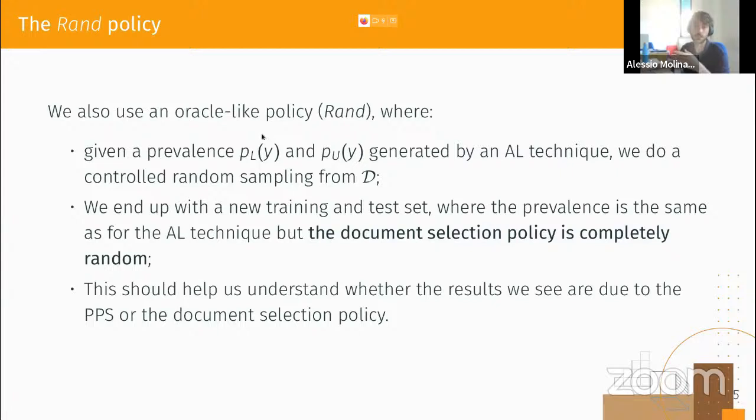We also define an oracle-like policy, which we call RAND, where after we run the active learning technique, we know that we have generated a prevalence on the training and on the test set. So we do a random sampling where we actually control this prevalence such that we generate another training and test set with the same prevalence that the active learning generated. We do this because we want to see if the results that we are seeing are due to the prevalence shift, or maybe to the document selection policy, because in this case, it's completely random. It's not decided by a classifier.